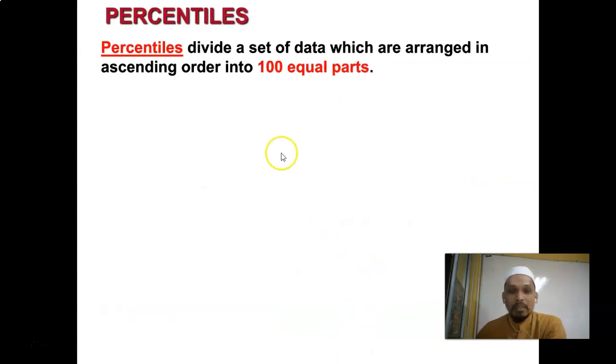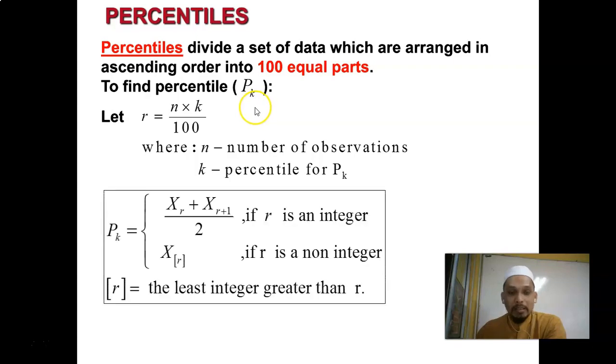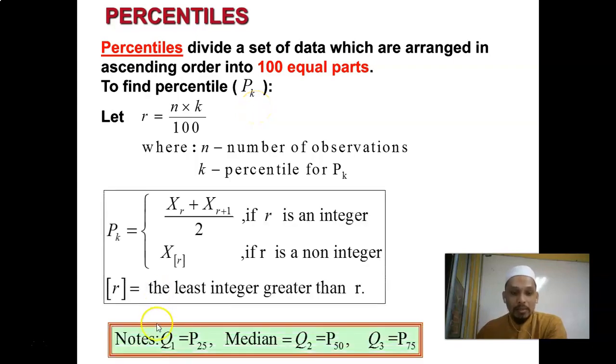And percentile divides a set of data which is arranged in ascending order into 100 equal parts. Okay, so the percentile number k might be P40, P55, or P50. It is all up to you then. So then P25 is also the first quartile, P50 the second quartile, and P75 is the third quartile.